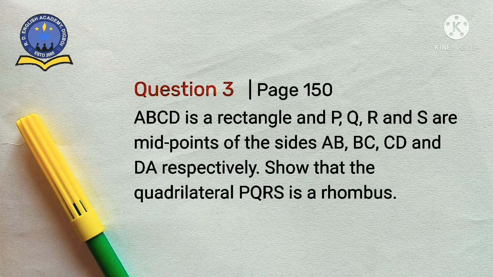So first of all, the question is the same as the earlier one, isn't it? In the earlier case, a rhombus was given and we needed to prove a rectangle, and now this one is totally opposite. Here, in this case, a rectangle is given and we need to prove a rhombus.